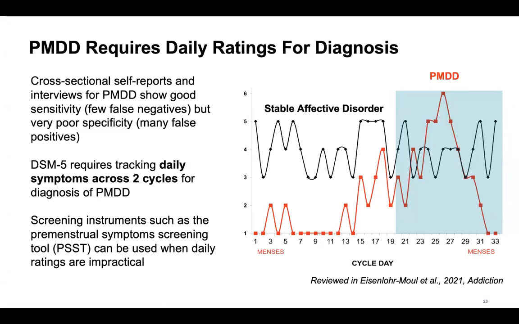Because of this accumulating research, the DSM-5 actually requires tracking daily symptoms across 2 cycles in order to be diagnosed with PMDD. So it's really just not possible to do good cycle science around premenstrual disorders using a single time point questionnaire. This is frustrating and requires a lot more work and a lot more time, but it also means that cycle scientists end up with some of the coolest data, right? Because we are forced to use these daily ratings and then really be able to look at these granular differences day to day.